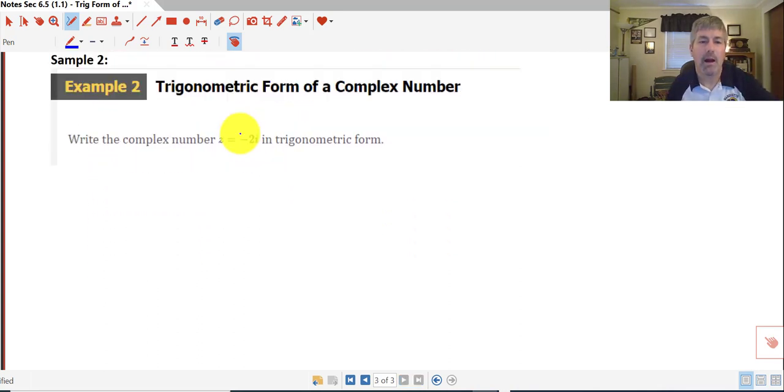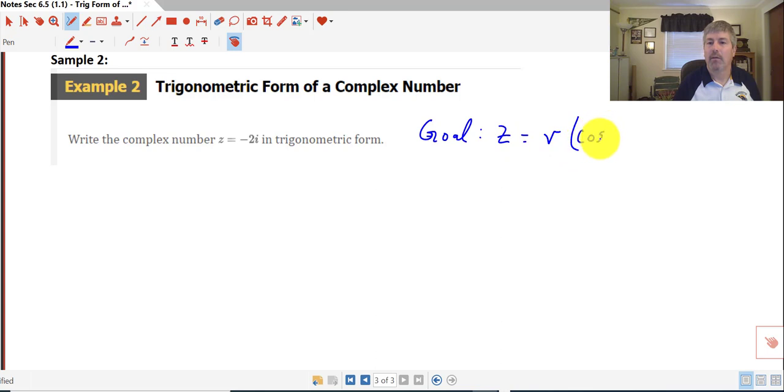So if we want to write the complex number z equals negative 2i in trig form, we want to get back to that sine and cosine. Our goal here is to get z equals r times cosine of theta plus i sine of theta. You'll sometimes see this as sine theta times i. I like to put the i out in front, but either way should work for you.